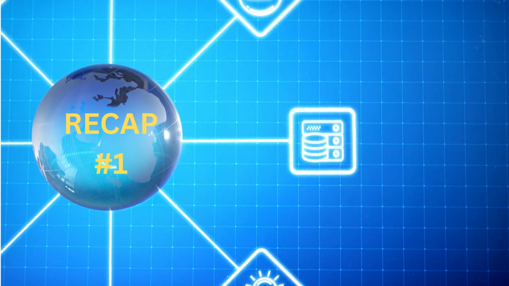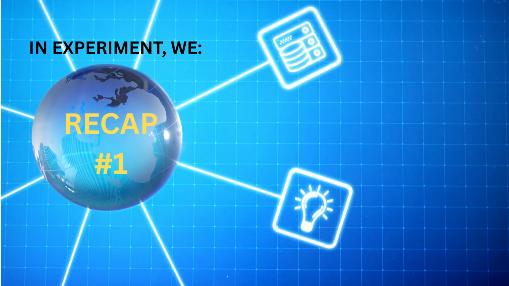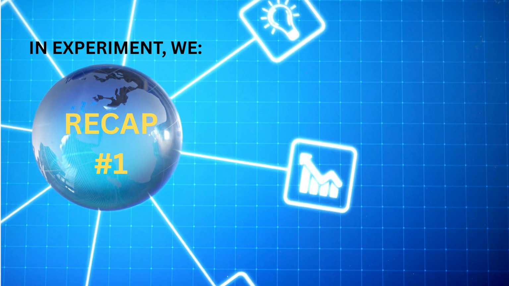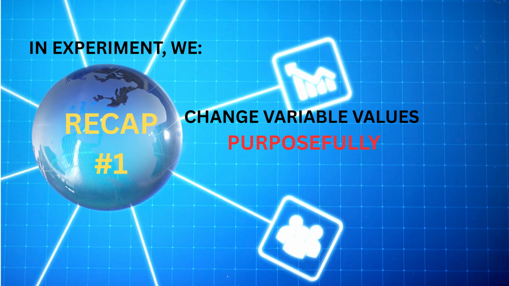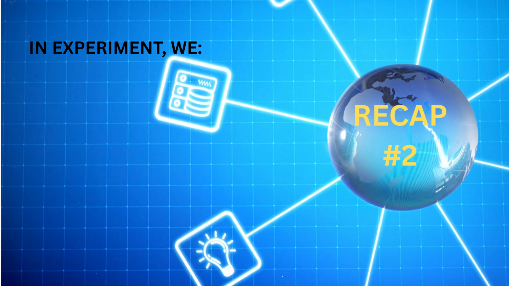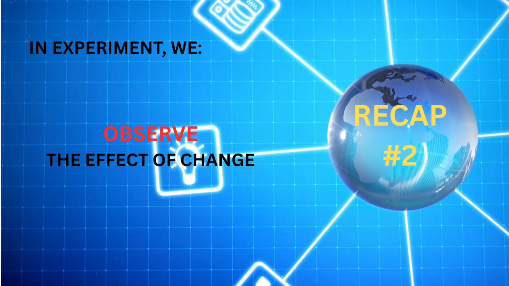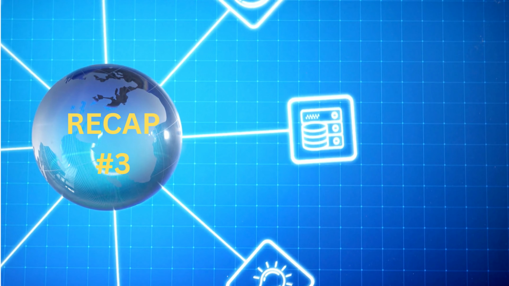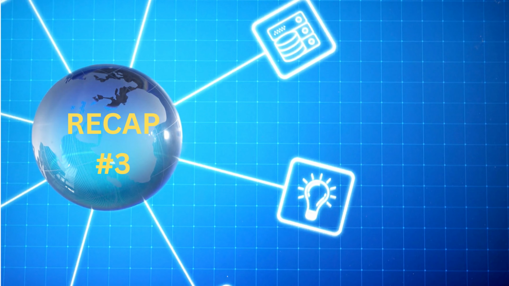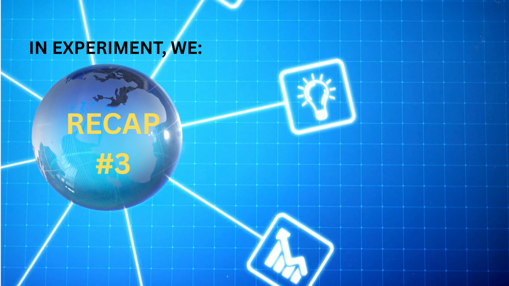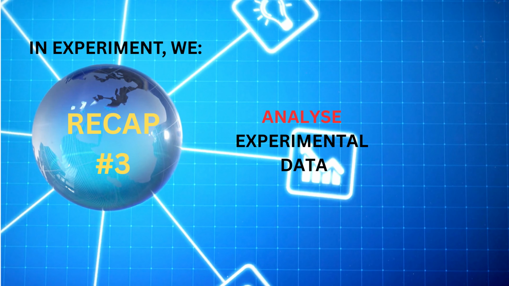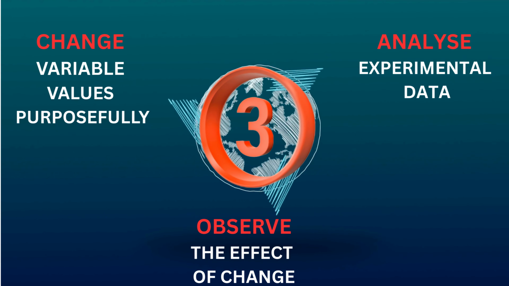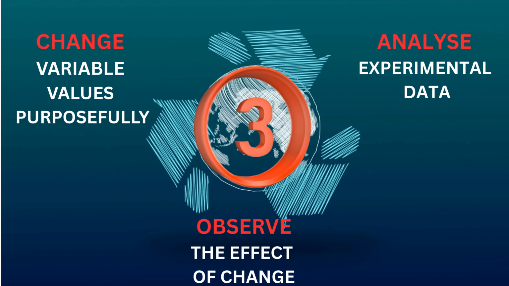All right, let's quickly recap. An experiment is a structured process where you first purposefully change variables. Secondly, an experiment is also where we observe and record the effect of the changes that happen. And last but not least, the third one is that an experiment is where we analyze the data to understand what's really going on. And only if you do all these three steps are you truly conducting an experiment.